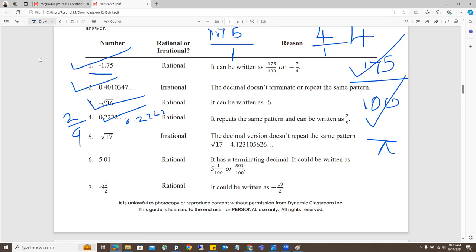Then, is it clear? Square root 17. It's irrational. The reason is there's no repeating part, and it's not a terminating decimal as well. Because of that, it's coming under irrational. 5.01. It's a rational number because 5.01 means actually it is 501 divided by 100. That is a fixed improper fraction. So that can be written as a fraction in which the denominator is not equal to zero. Because of that, it's a rational number.